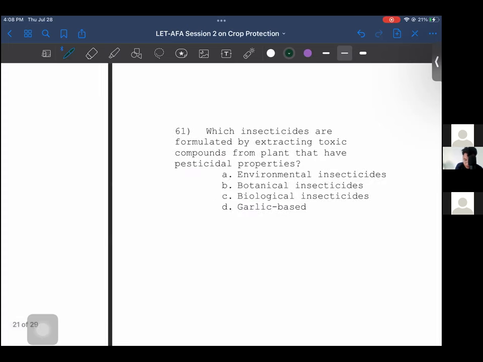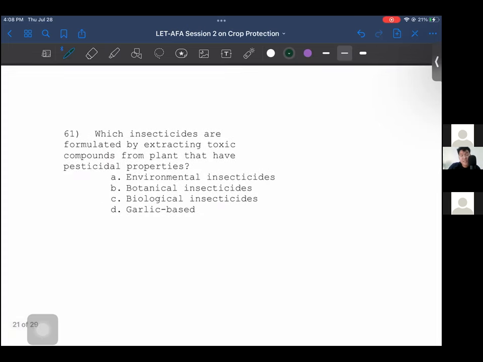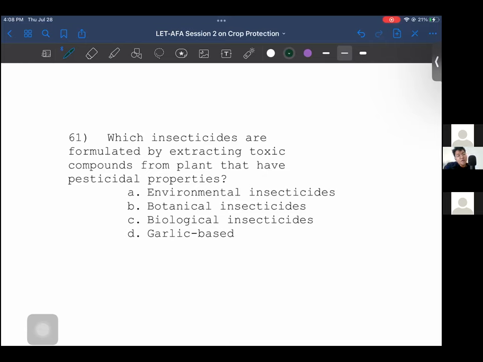Okay, number 61. Which insecticides are formulated by extracting toxic compounds from plants that have pesticidal properties? So, environmental insecticides, botanical insecticides, biological insecticides, garlic paste. So here we are talking about insecticides. So this is a general question, wanting a general answer. So, ang keyword natin dito is plant. Extracting toxic compounds from plants that have pesticidal properties.